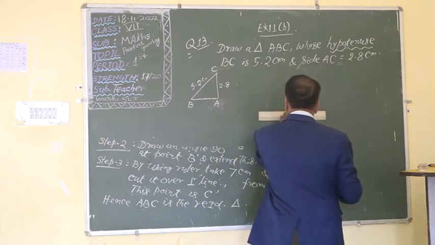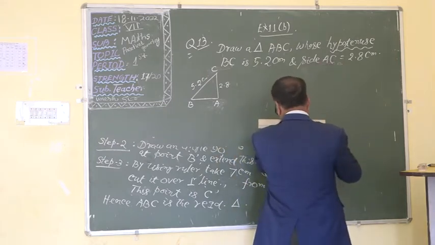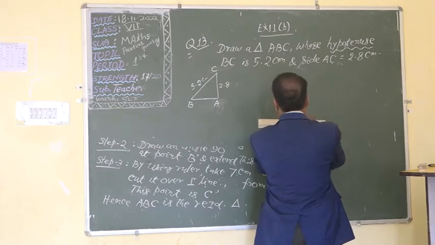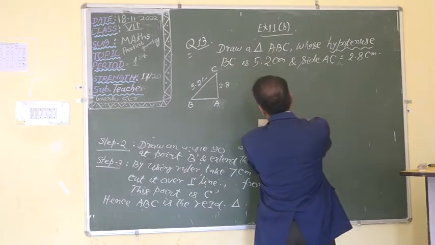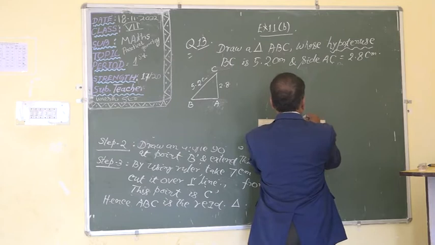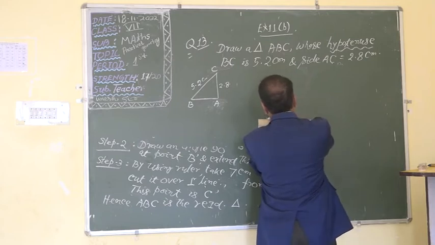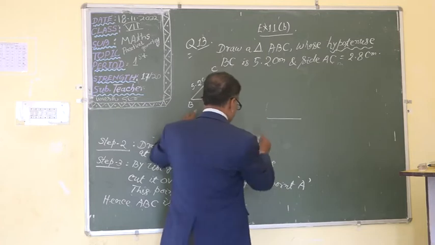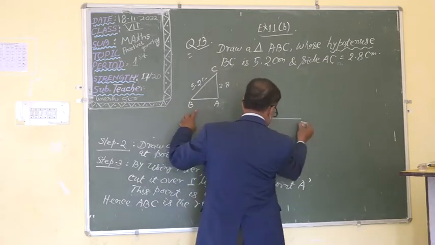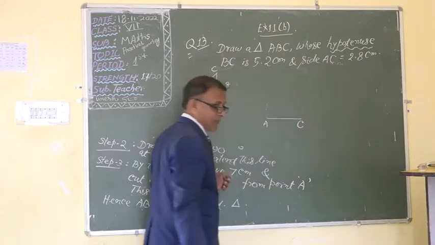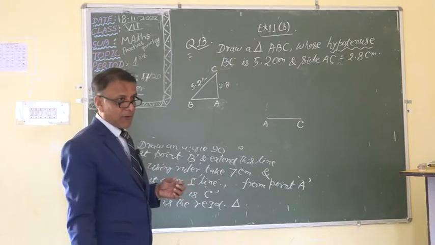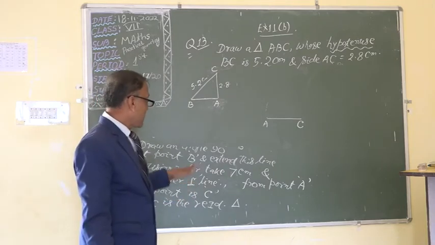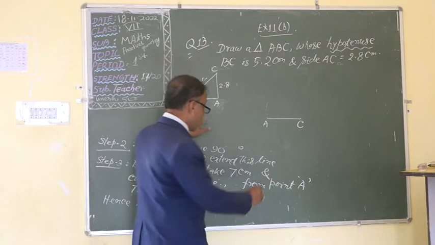So from your scale, take 2.8 centimeter. What is this? Now this is your AC. Okay? This is your 2.8 centimeter.